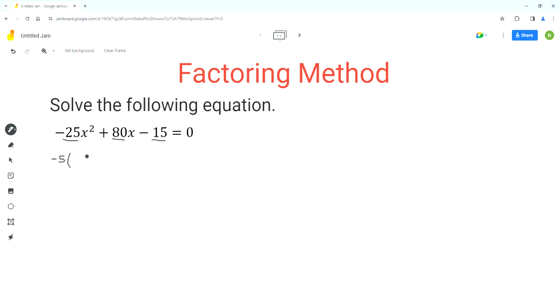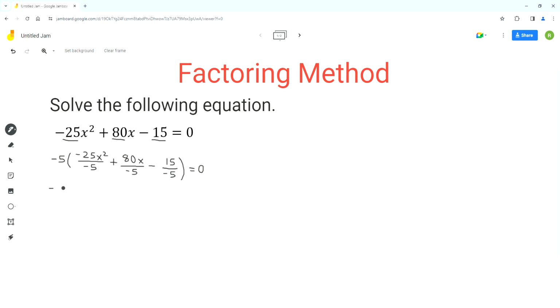We write what's left of these terms after we factor out -5. We find those remaining terms by dividing each of these coefficients by -5. So we write -25x squared over -5. So we divide each term by -5 because we are factoring out -5 from this equation. This is a very important step you have to understand and memorize.